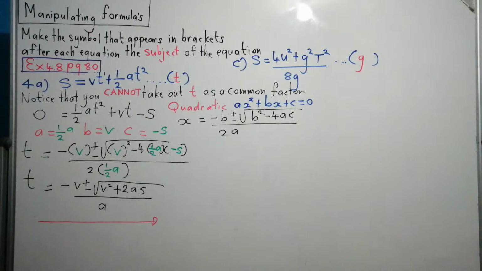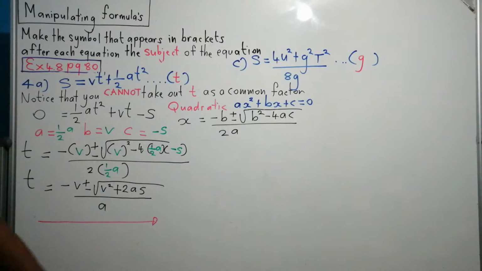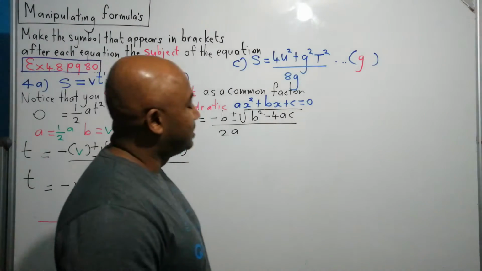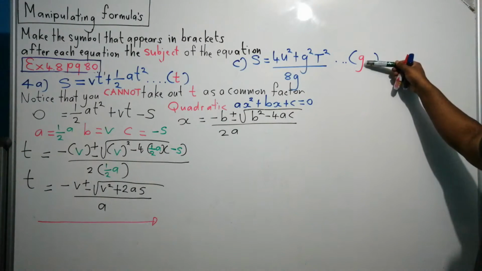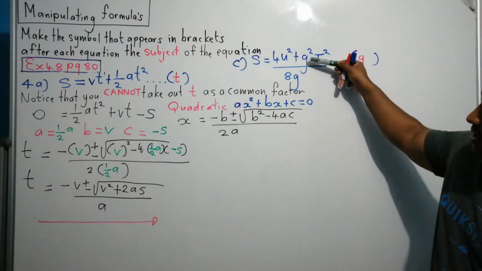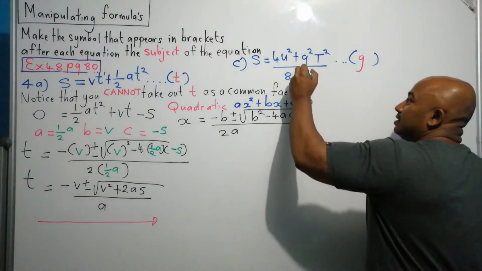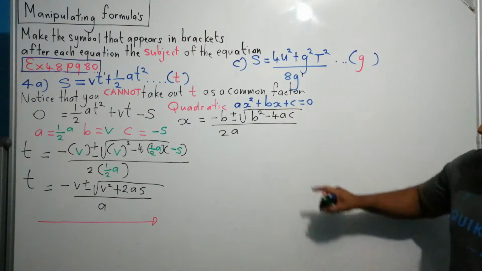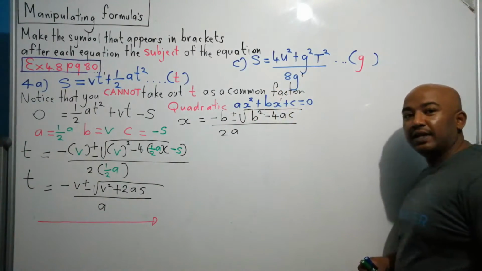And we use the quadratic formula there. Alright, so be careful. This is in the form of a quadratic. You cannot take out t as a common factor. The same applies for example C. Example C, we need to make g the subject. Check. There's a g squared and there's also a g to the power 1, just like there's an x squared and there's an x to the power 1 in a quadratic.